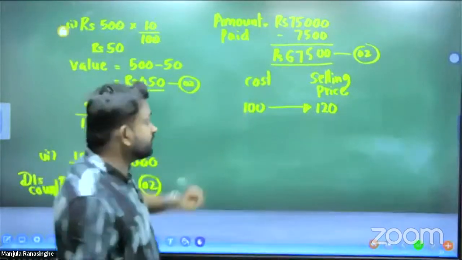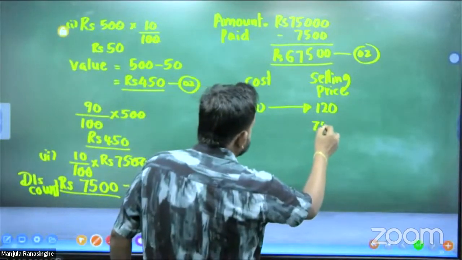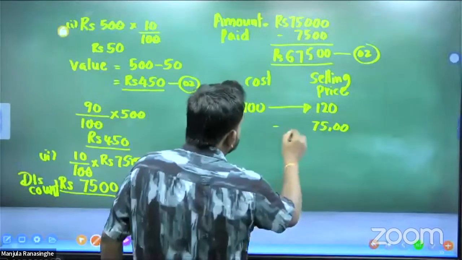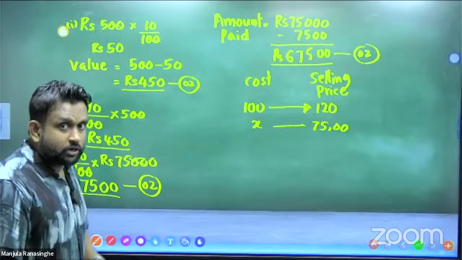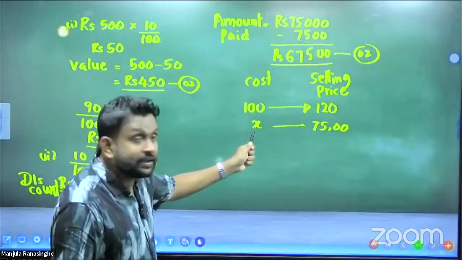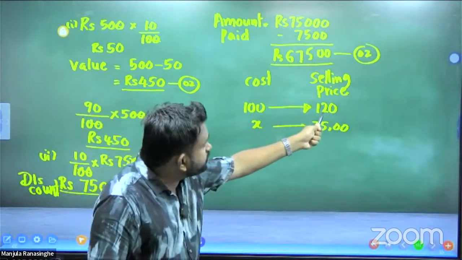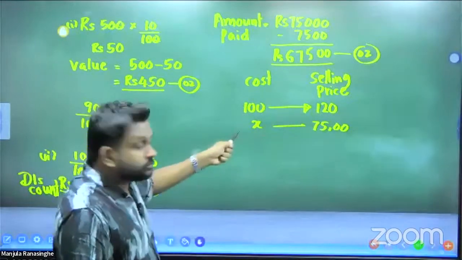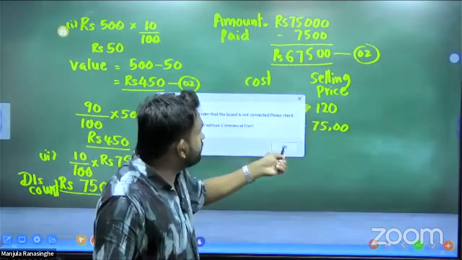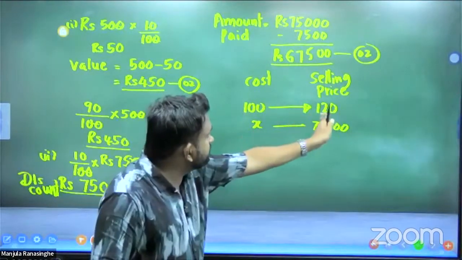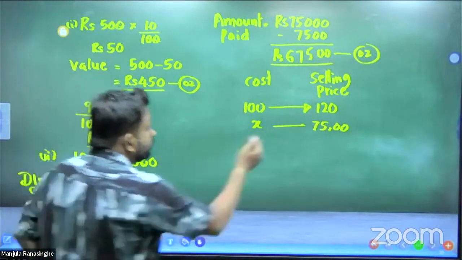What is that? 75,000. So they are asking what could be the cost. Now to find a quantity on this side, you have to build up the ratio from here to here. Whenever you need to find something there, you build up the other way, this way. But here you have to come this way. So you build up here.